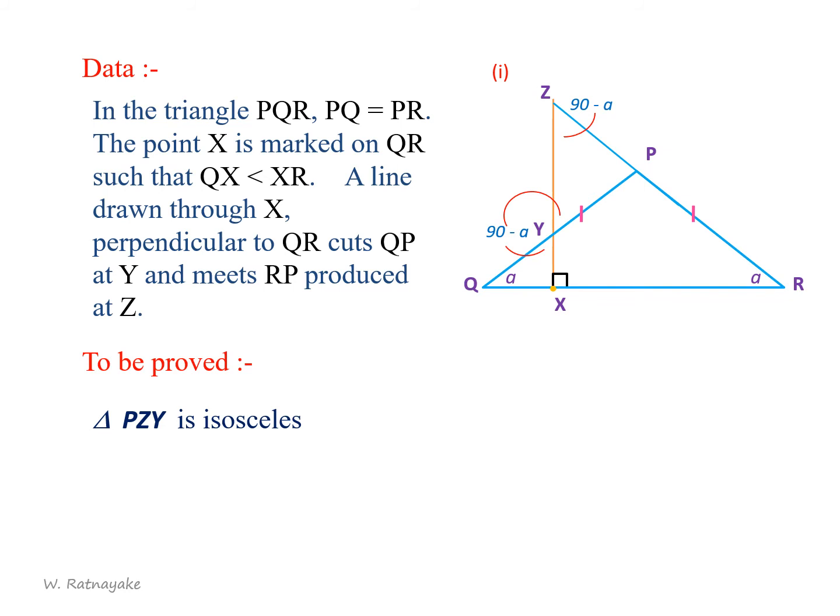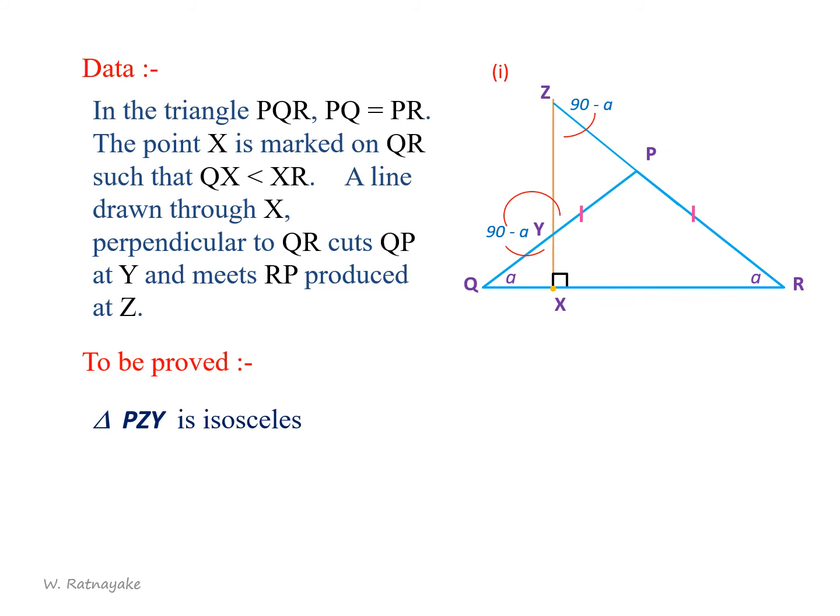Now we have to write the proof very carefully, step by step. Now we are going to write the proof. There is a standard order of writing the proof. Firstly, we have to write the data. That is the basic information given in the problem about the diagram. Then next we have to write what we have to do, that is, what is to be proved. First part is: the triangle PZY is isosceles.